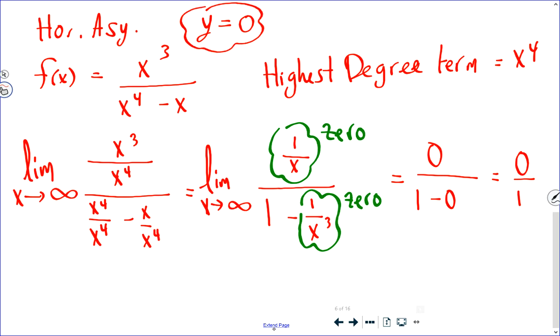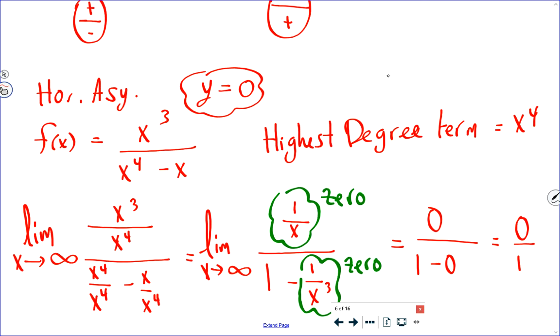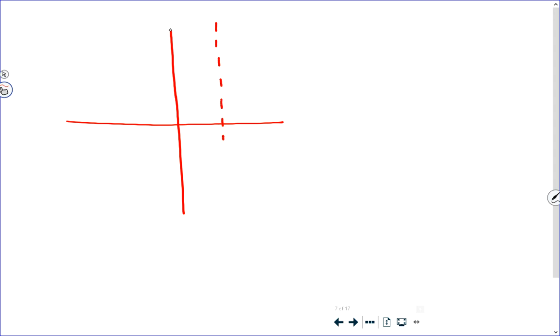Now let's just put this together. All this tells us for this function in 1a is that at x equals 1, we have a vertical asymptote.